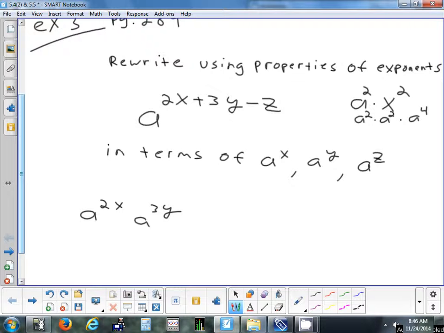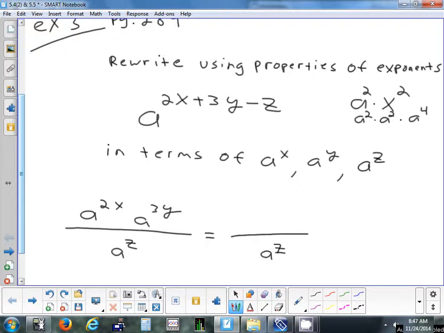And what's the rule when you subtract? When you subtract exponents, yep, they were divided. So it would be divided by a to the z. Good. Okay, and now the last step, let's look at the denominator. That's already written the way they wanted it, a to the z, so that's fine.